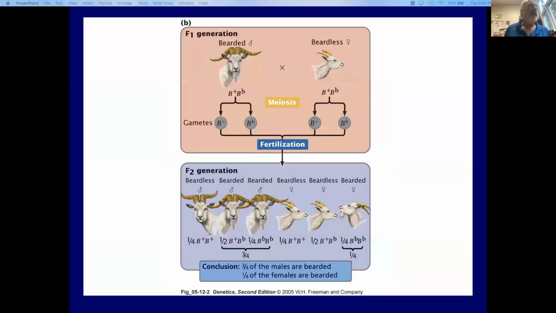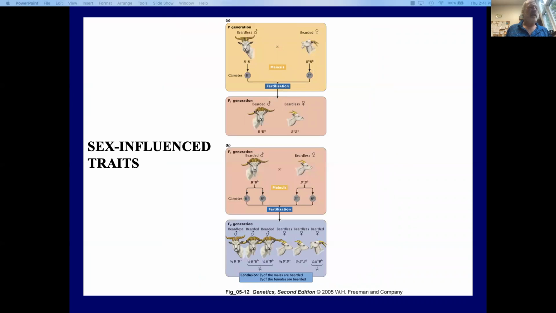Now, if we cross these guys, we get an F2 generation where 3/4 of our billy goats are bearded and 1/4, just the homozygous B+ individuals, are beardless. And in the nanny goats, 1/4 are bearded, the homozygotes only, and the other homozygotes and the heterozygotes are all beardless. And here is that cross, those previous two slides all together.